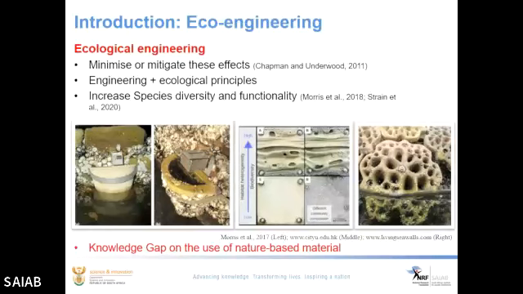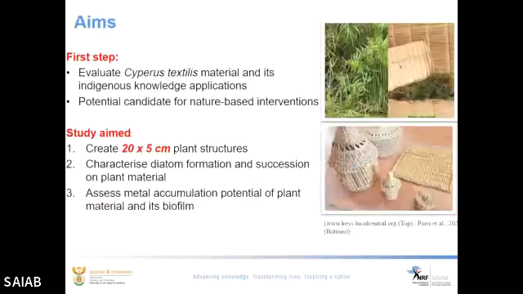To mitigate these effects, ecologically engineered solutions exist, which incorporate engineering and ecological principles to lessen these effects. Previous studies have mainly used cement to create eco-engineered structures such as plot senior and various types of cement tiles, and have mainly found an increase in species diversity and functionality. However, there still exists a knowledge gap on the use of nature-based materials in the creation of these structures.